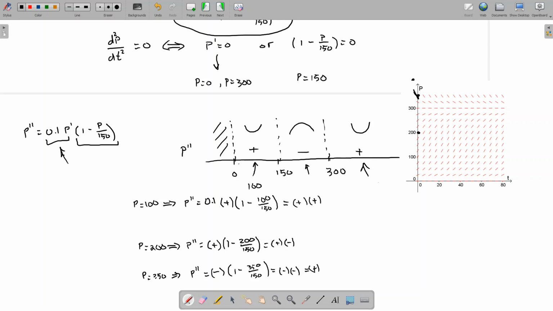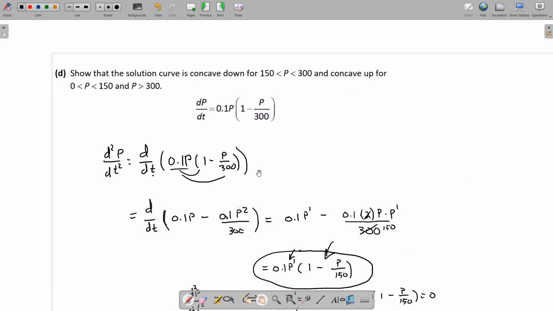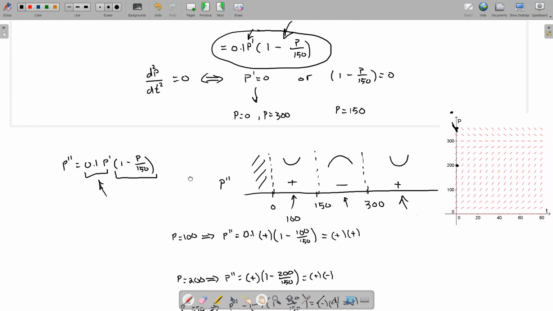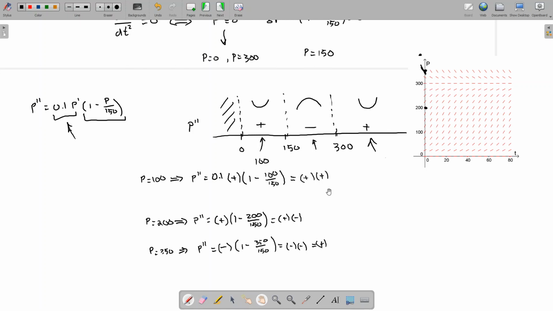So that establishes concave up between 0 and 150, concave down between 150 and 300, and then concave up again from 300 on, which should match what they said back here. So we verified what they were asking us to verify. All right, we could write that out carefully in words, but I'll let you do that on your own.